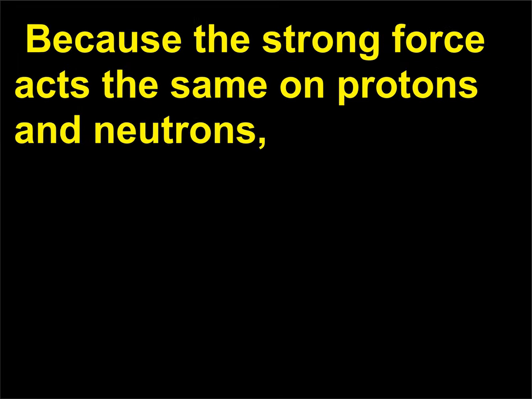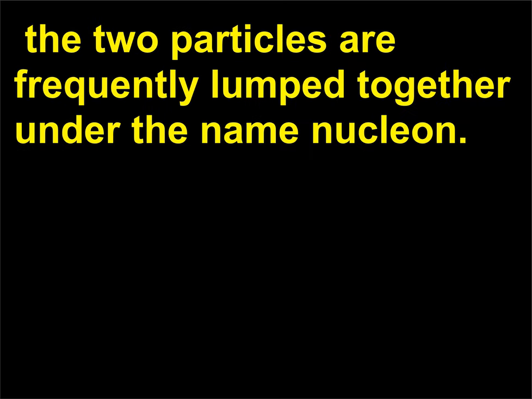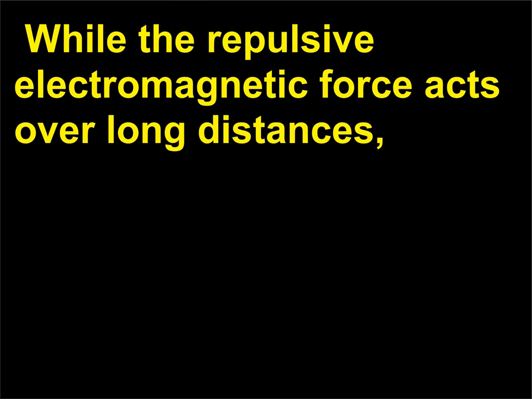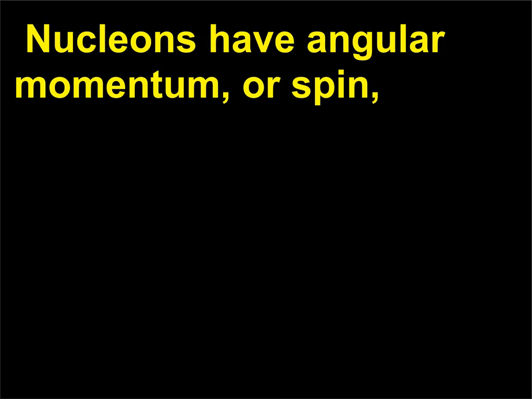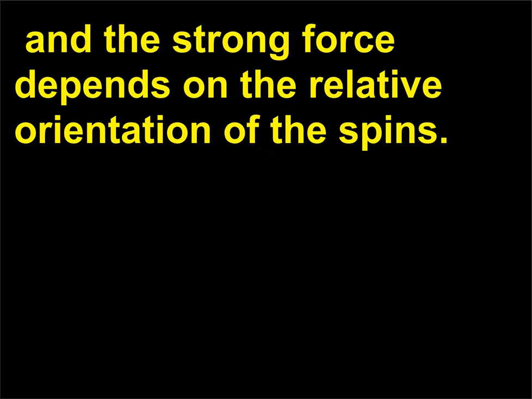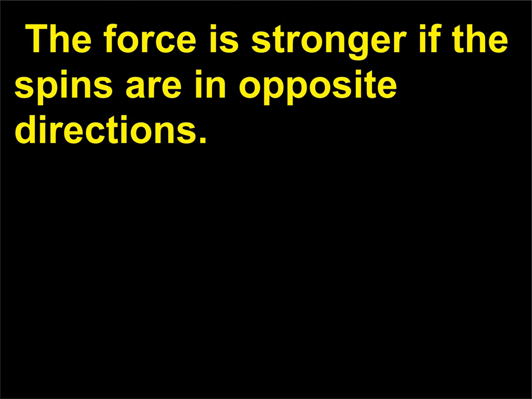Because the strong force acts the same on protons and neutrons, the two particles are frequently lumped together under the name nucleon. While the repulsive electromagnetic force acts over long distances, the strong nuclear force only acts between nucleons that are in contact. Nucleons have angular momentum, or spin, and the strong force depends on the relative orientation of the spins. The force is stronger if the spins are in opposite directions.